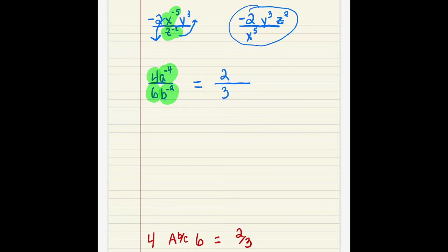So these two things are also issues that we need to fix. So first of all, a to the negative fourth needs to go to the bottom because it's a negative exponent and needs to become positive. So we're going to move that a to the negative fourth to the bottom to make it a to the positive fourth. Then we are going to do the same thing with b to the negative second, except we're going to move it up to the top. So we move b to the negative second up to the top, and we make it b to the positive second. And that is it for that example.